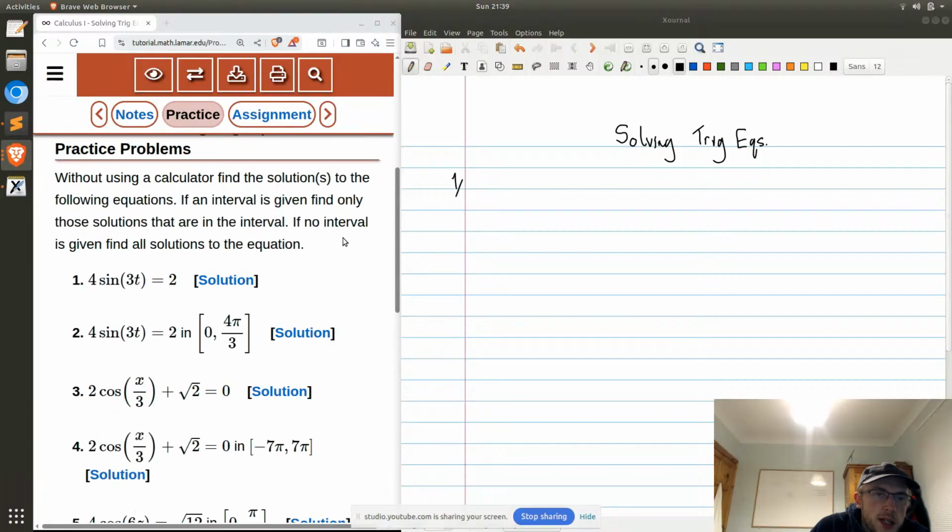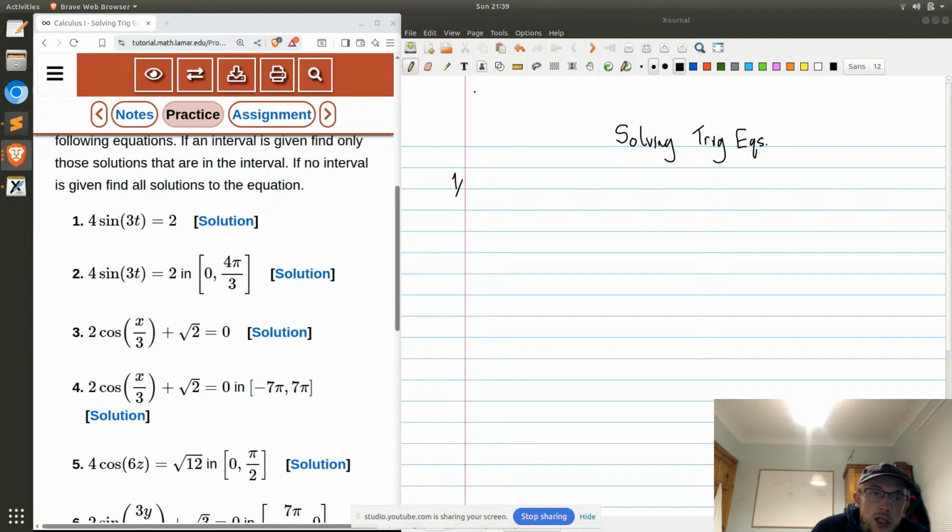Without using a calculator, find the solutions to the following equations if an interval is given. Find only those solutions that are in the interval. If no interval is given, find all solutions to the equation. All right, so I better really take these one at a time because these are sensitive and subtle things.